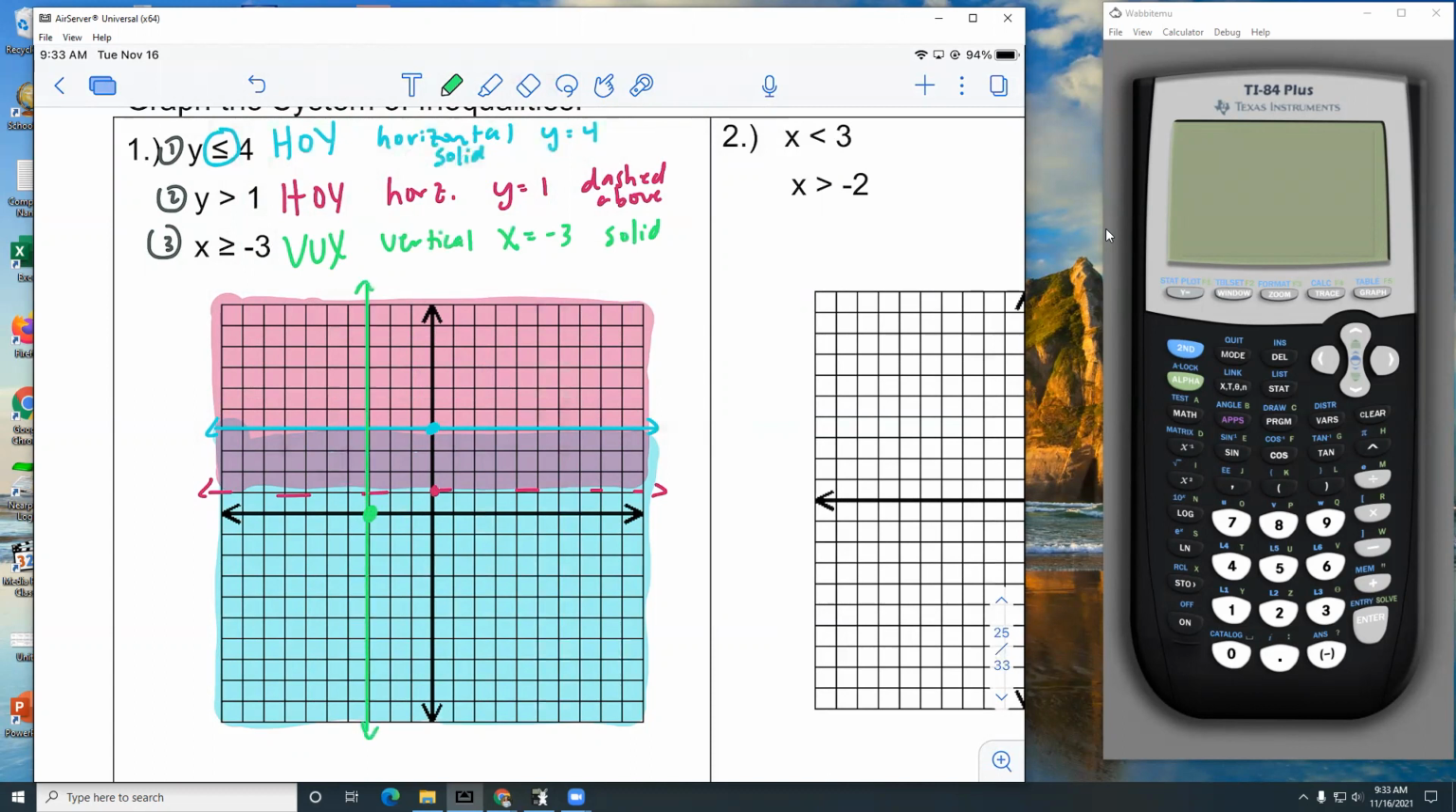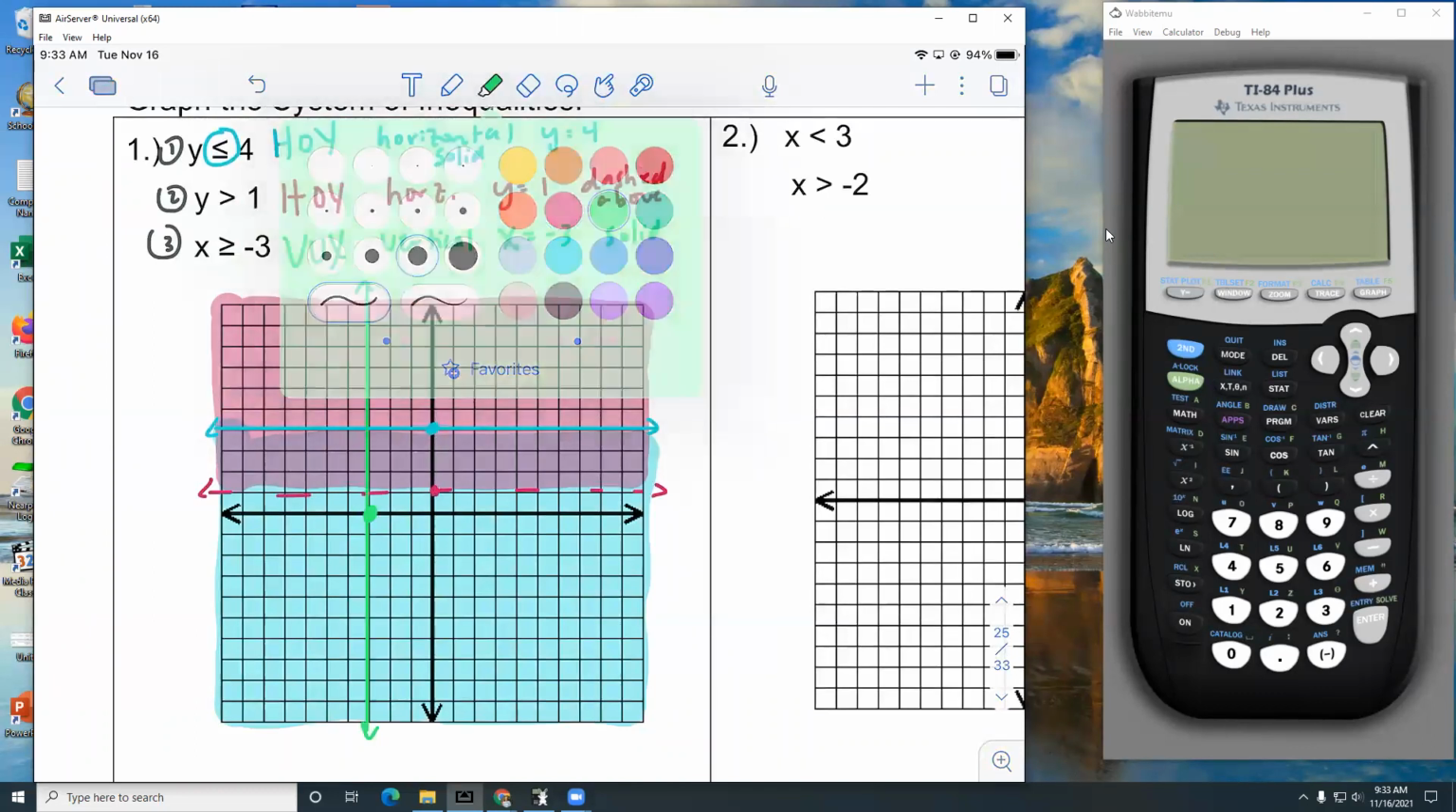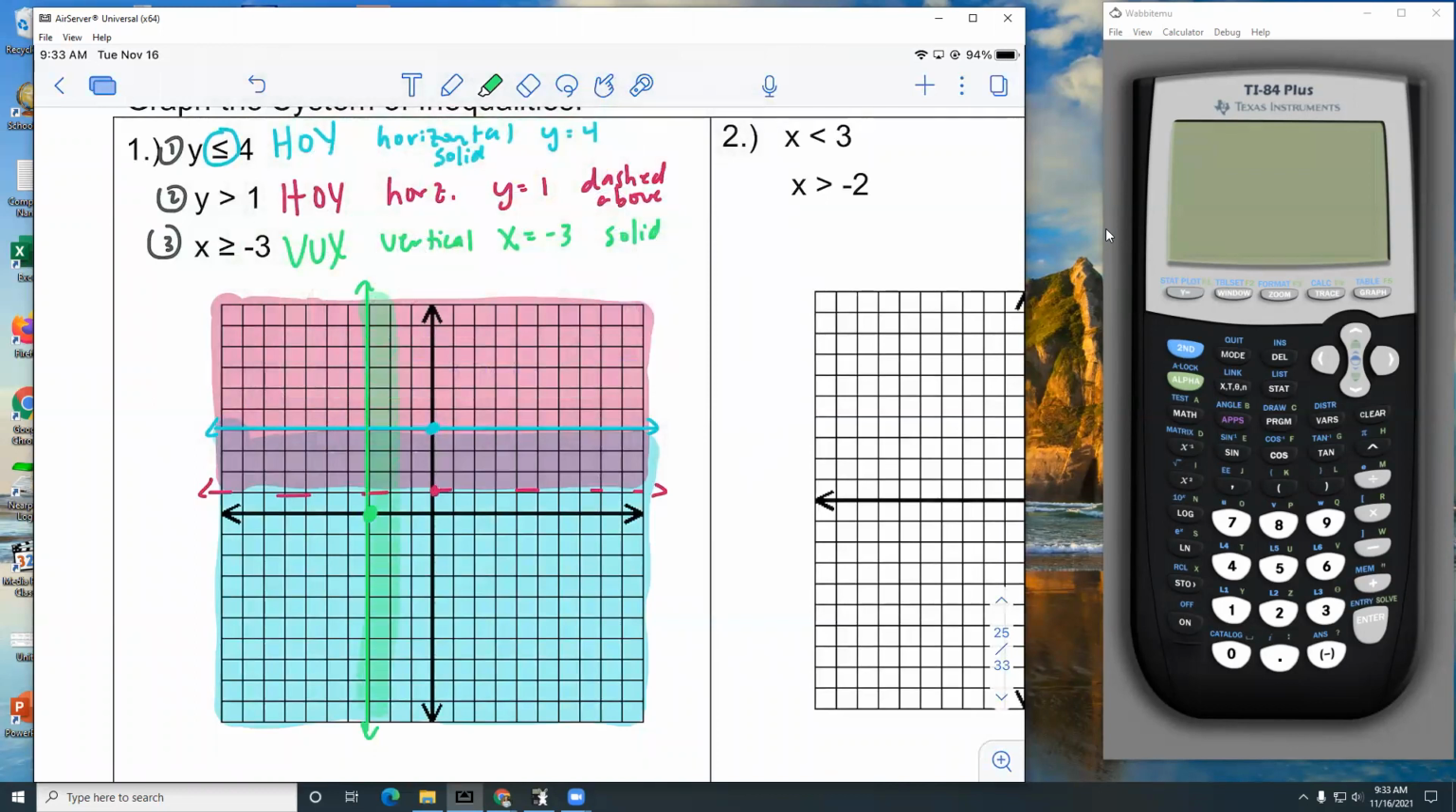All right, and now I want all x values greater than or equal to -3. The x values that are greater than, I'm going to shade to the right because that's where my x values are getting bigger. So there's my shading. Keep shading the whole thing.